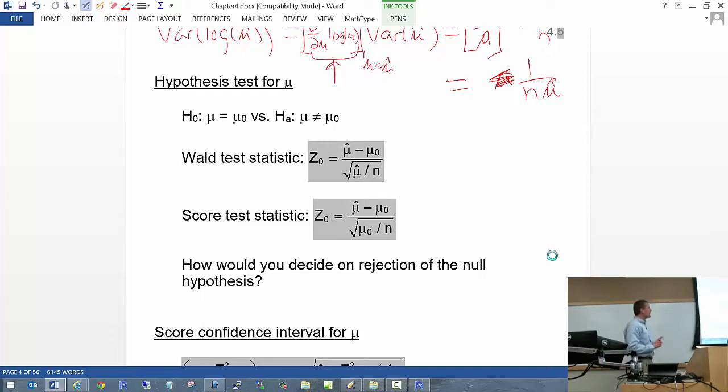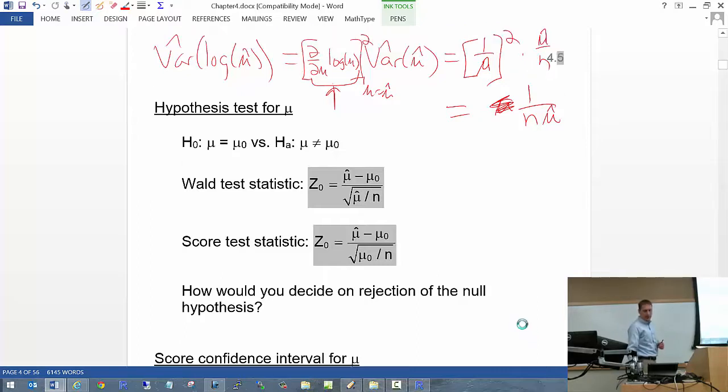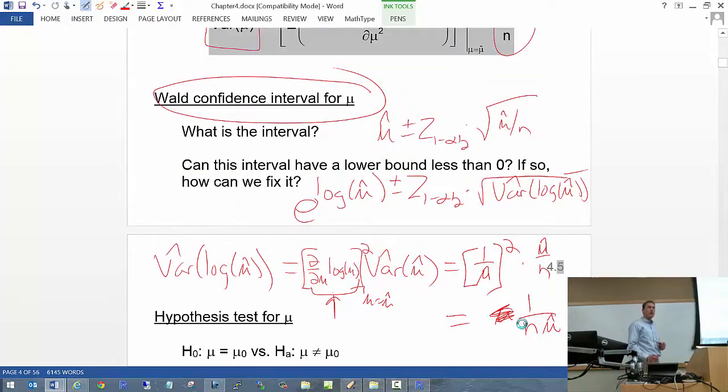Well, this is still a Wald. Both of these are Wald intervals. One essentially calculates a Wald interval directly from mu. One uses a transformation to get it.